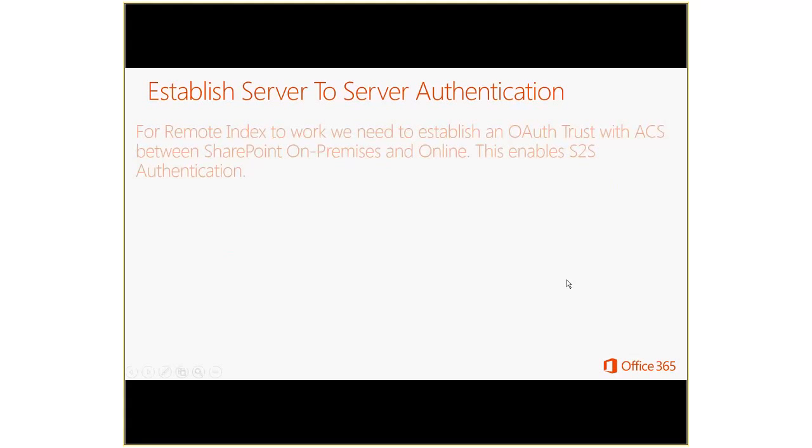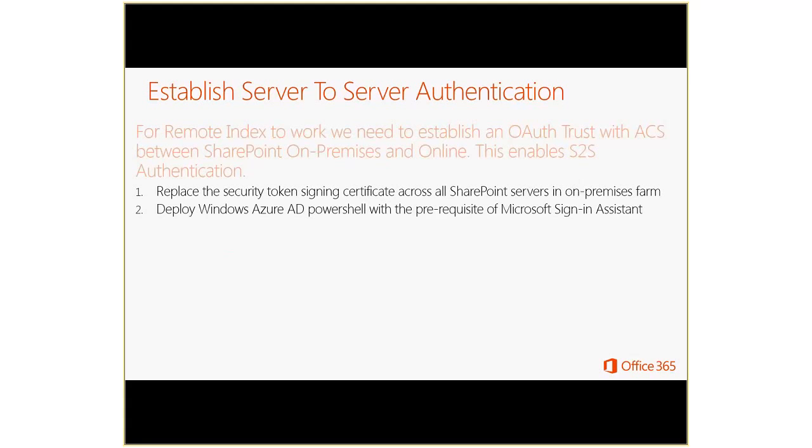Okay, so what are the 7 key steps? The first step would be to replace the security token signing certificate across all SharePoint servers on-premises, which means if you have a multi-server farm, you need to ensure that the security token signing certificate is replaced across all of the servers. You need to, of course, install Windows Azure AD PowerShell, which has a prerequisite of the sign-in assistant. The next step would be to establish trust between the on-premises SharePoint farm and the SharePoint Online farm by replacing the certificate.